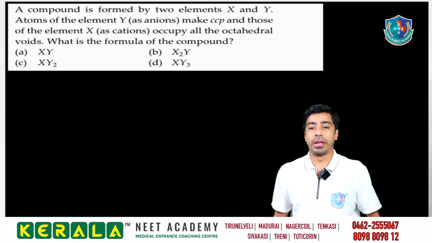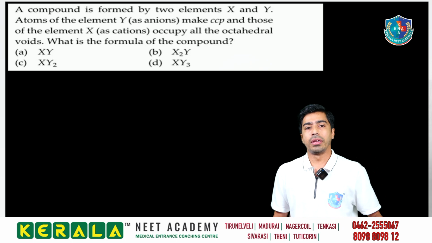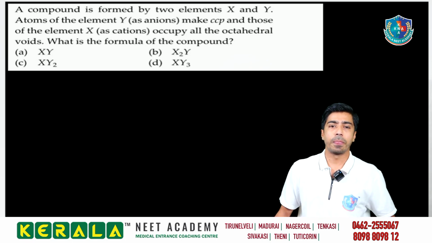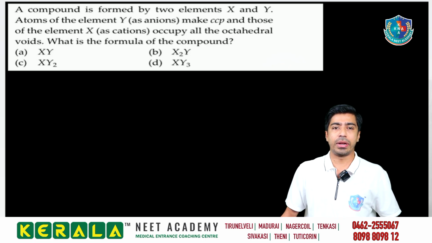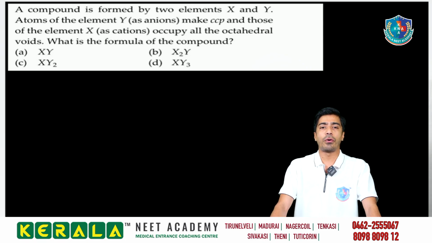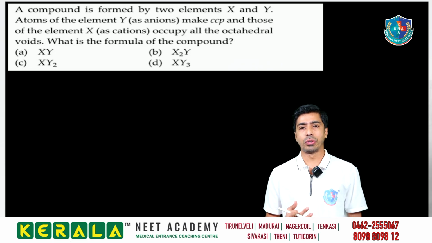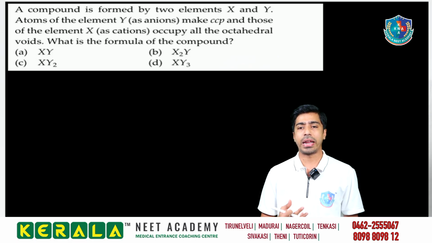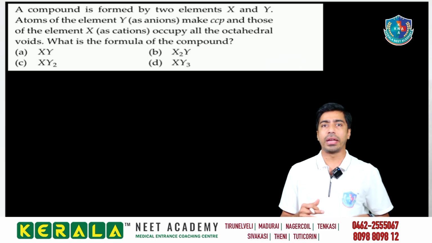Now it's a question based on the octahedral and the tetrahedral voids, which is more important. A compound is formed by 2 elements X and Y. Atoms of element Y make CCP and those of element X occupy all the octahedral voids. So what is the formula of the compound? When we get such a question, we should know which atom makes the unit cell, because there should be an atom that makes the unit cell, and after that these atoms will be making these voids, isn't it?